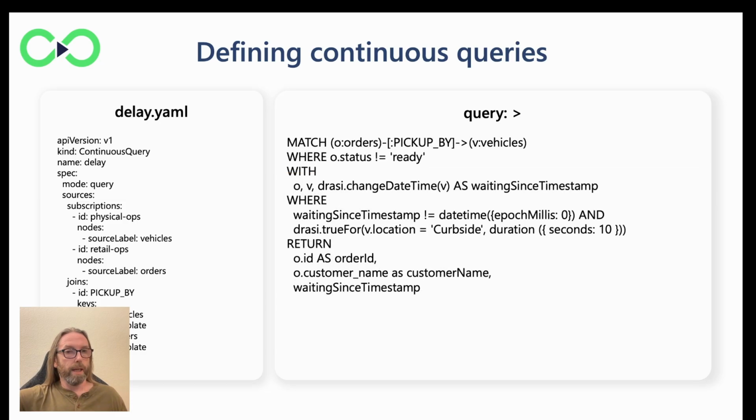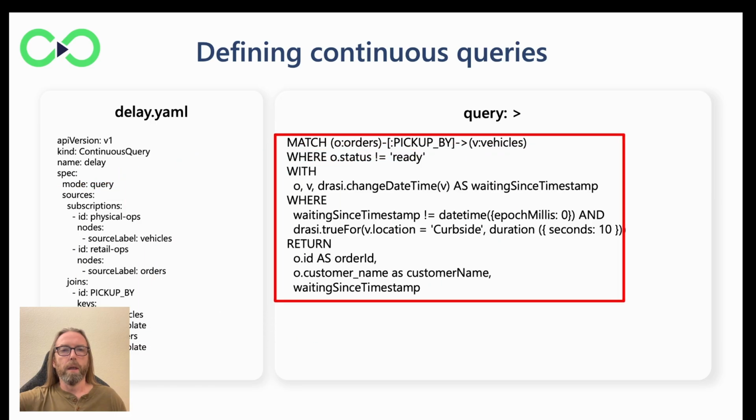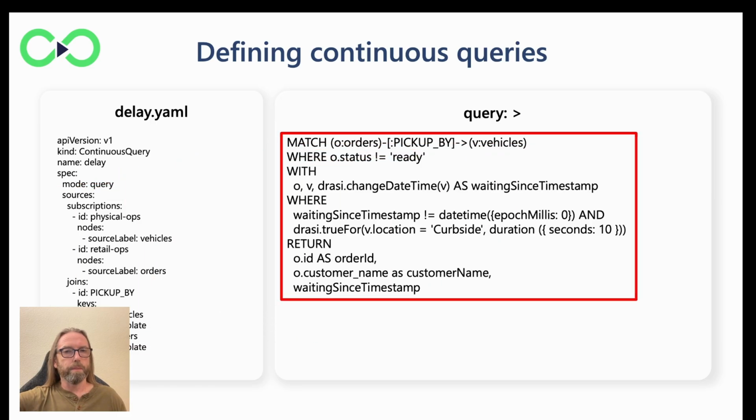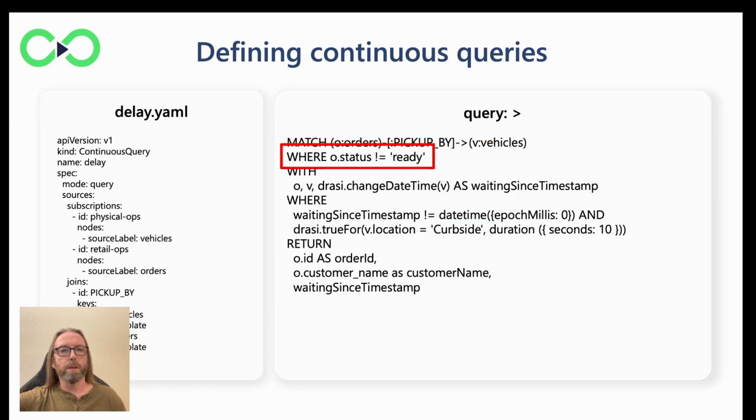Okay, so onto the second query here, the delay query. This is in a delay YAML file. You'll see that it's kind continuous query, but its name is delay. It has exactly the same sources configuration as our previous query, because we're interested in the same set of data, or the same source of data. But you'll see the query is quite different. So we do have the same match clause, but here the where clause is where the order status is not equal to ready. So we're only interested in orders that are not ready.